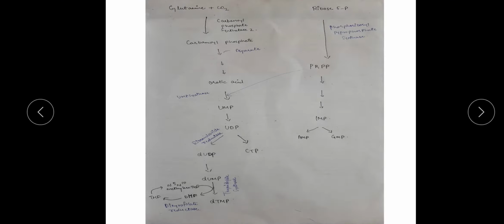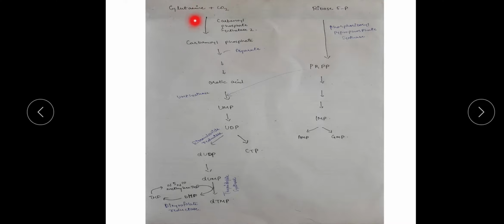So this is pyrimidine synthesis. This is purine synthesis. Okay. So these are nucleotides. Guanine monophosphate and adenine monophosphate are purines, whereas thymine and cytosine are pyrimidines. Let us see how they are formed.